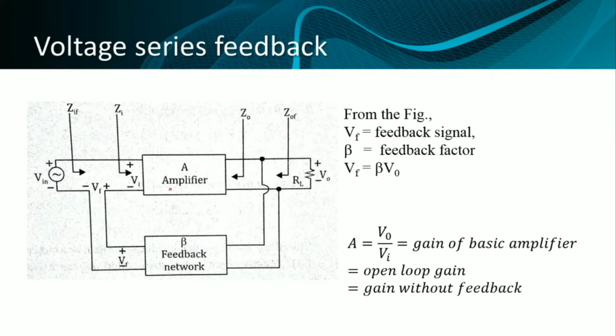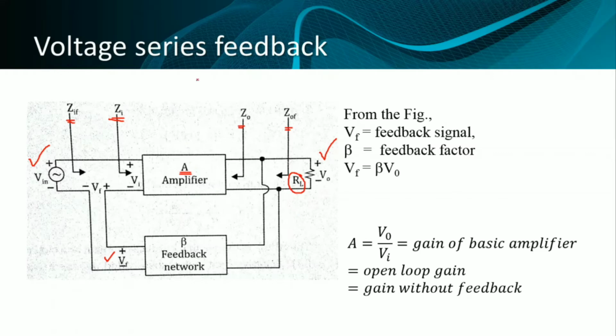In this voltage series feedback amplifier, I'll first describe what elements we have. Vin is the input voltage, V0 is the output voltage, Vf is the feedback voltage, beta is the feedback factor of the loop, and look at this amplifier. This is the amplifier having an open loop gain of A. Vi is the input to the amplifier and Zi is the input impedance of the amplifier. Z0 is the output impedance of the amplifier. Zif is the input impedance of the total circuit and Zof is the output impedance of the total circuit. RL is the load resistance connected on the output side.